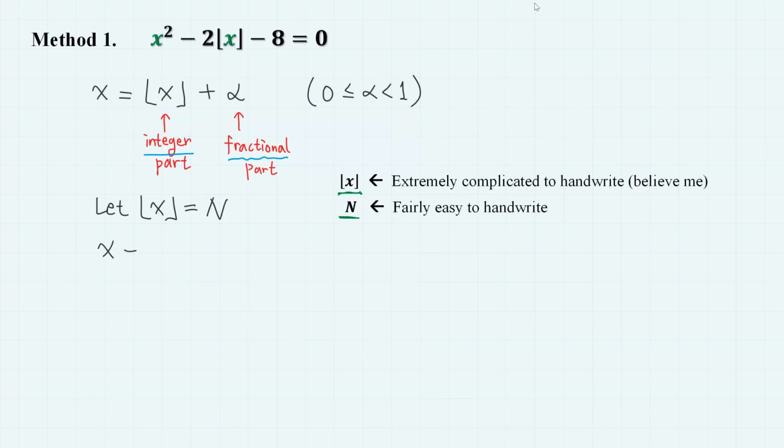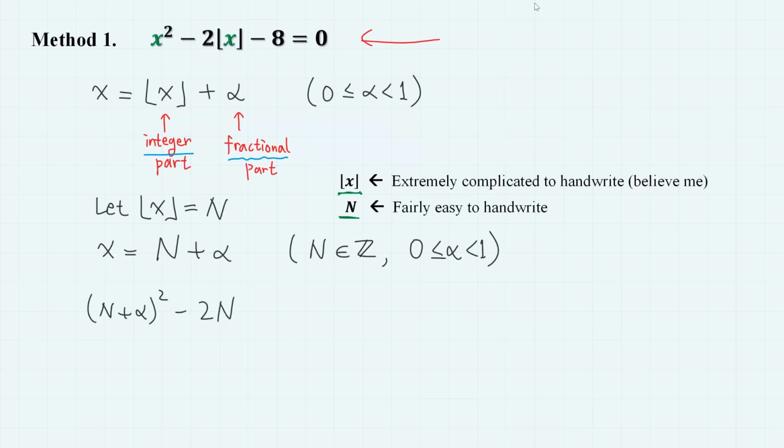So we have x equals integer part n plus fractional part alpha. n is an integer, and alpha is greater than or equal to 0 and less than 1. Therefore, we can write the given equation as (n plus alpha) squared minus 2n minus 8 equals 0.